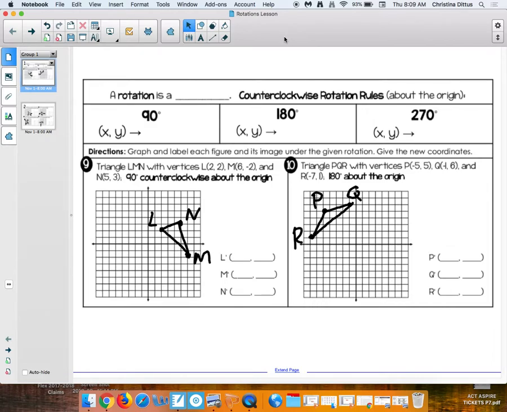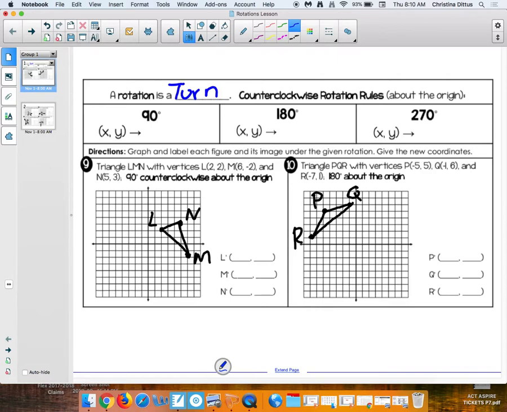Visualize your rotations. That's pretty cool. But how would you describe a rotation? It spins. It's like a spin, like a turn. Yeah. Okay? A rotation is a turn. When it asks for 90 degrees, 180, and 270, those are the rules that we use. We don't do other ones, just those three.